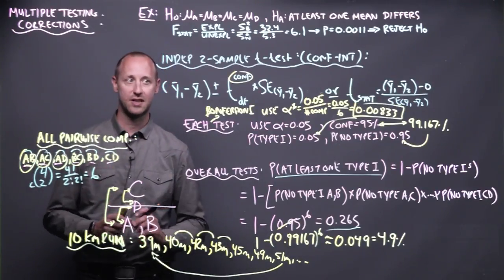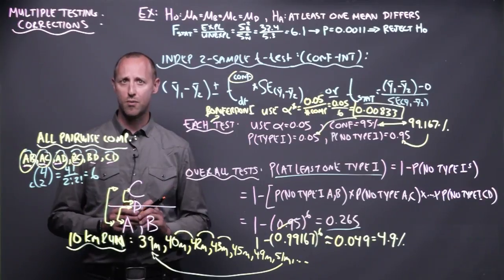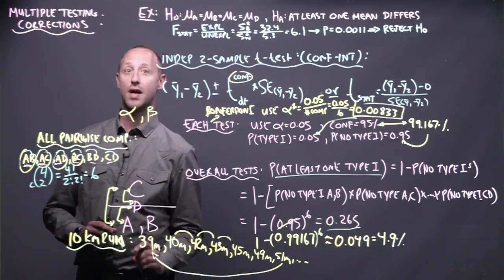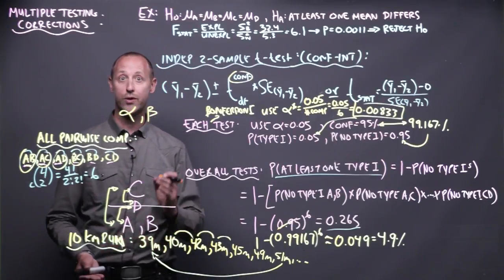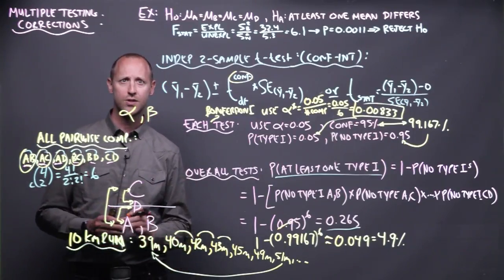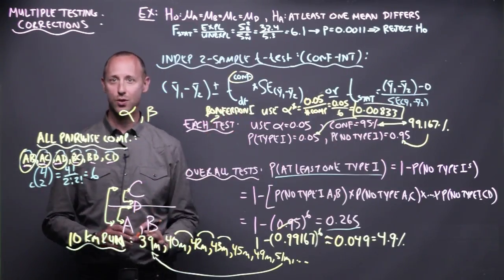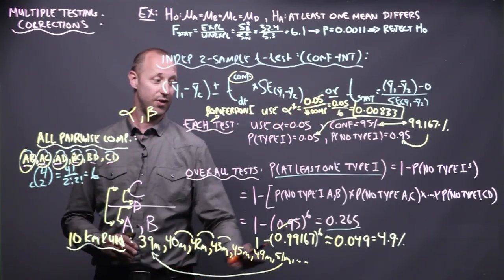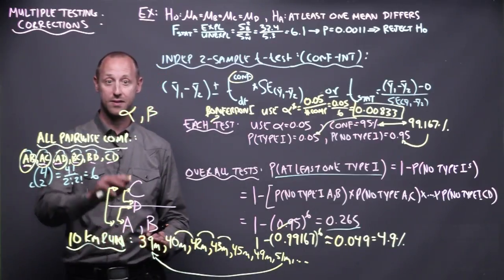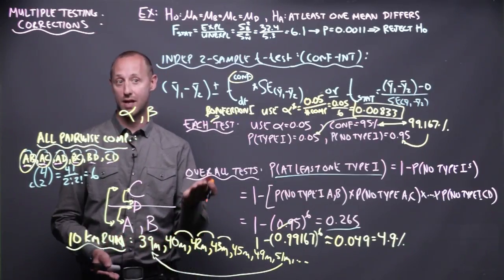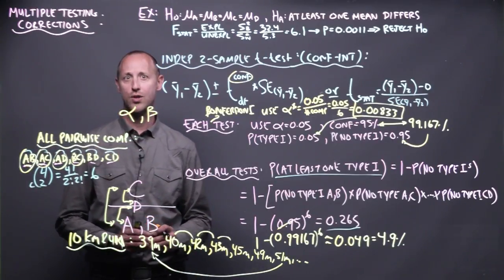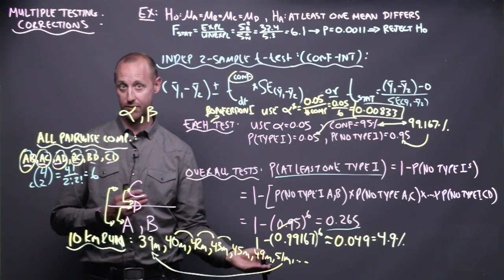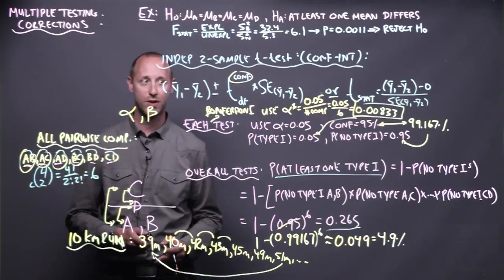Another reminder is the trade-off between the type 1 error rate and the type 2 error rate. When we increase one, we decrease the other. In controlling this type 1 error rate, using a lower alpha to get a lower family-wise type 1 error rate, we're increasing the type 2 error rate. We're trying to make fewer false positives at the expense of making more false negatives. So just a reminder that there is that trade-off there.